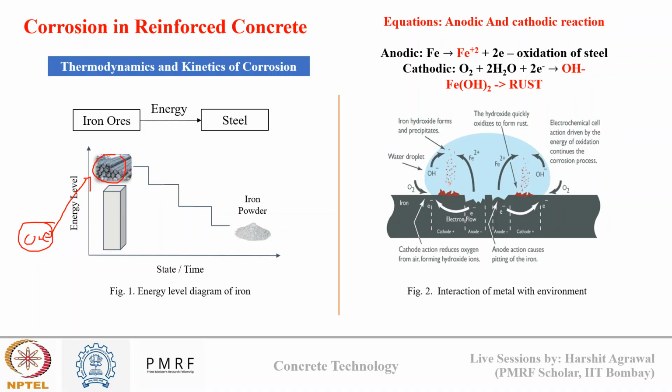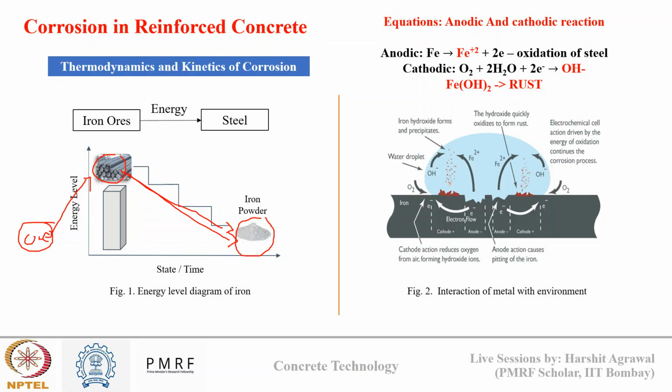The steel will try to convert back to its ore state, which has a lower energy level. So that's why this process of conversion of steel into its ore state makes corrosion a natural phenomenon, and that's why we see corrosion will occur. We can't prevent corrosion from occurring because it is a natural process. Now, the question is at what rate the corrosion is occurring, and that is defined by the kinetics.